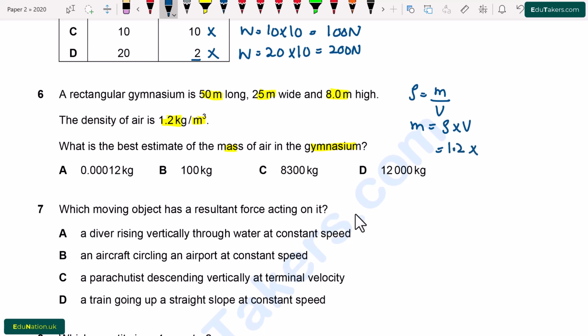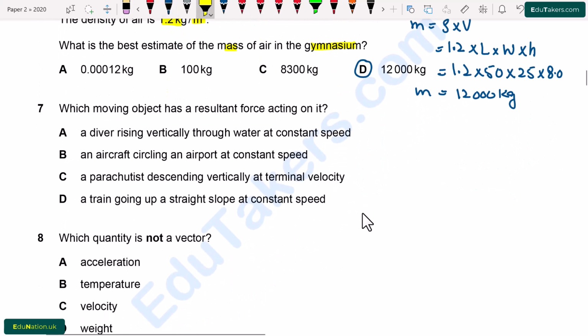Volume will be equal to length multiplied by width multiplied by height. Now I am going to put values here. It will be 1.2 multiplied by length 50 multiplied by 25 and then 8.0. So the value of mass will be equal to 12,000 kilogram. So from here option D is correct.